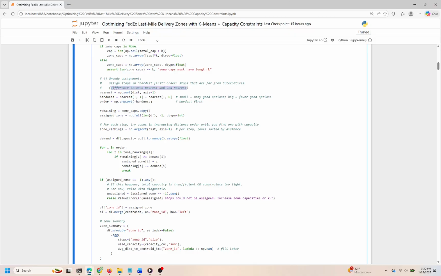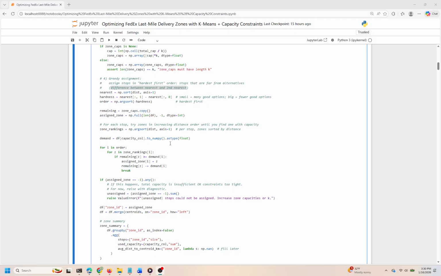After zones are assigned, we enrich our data frame with additional information about the distance each stop is from its assigned centroid. We also compile a zone summary that consolidates crucial statistics, like the number of stops per zone, used capacity, and average distances, providing a comprehensive view of each zone's performance and capacity utilization.